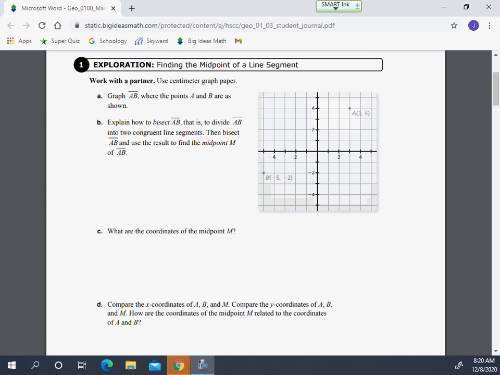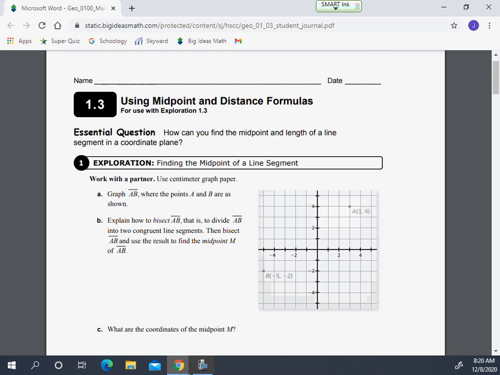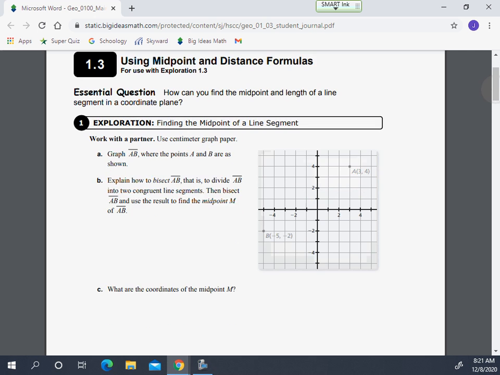All right, this is lesson 1.3 in Geometry A. We're talking about midpoints and distance formulas. There are a couple of different formulas that we have to get used to in this lesson, formulas that we'll be using throughout the entire trimester, not just in this lesson.